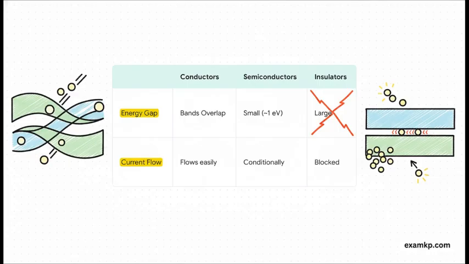And this table here breaks it down perfectly. For conductors, the bands actually overlap, so electrons can just slide over and move freely, easy. For insulators, the energy gap is huge, like no way an electron is making that jump, so no current flows. But look at semiconductors in the middle. They have a small, manageable energy gap. So with just a little push, maybe from some heat or light, we can get electrons to jump that gap and start conducting electricity. This ability to be controlled is their superpower.